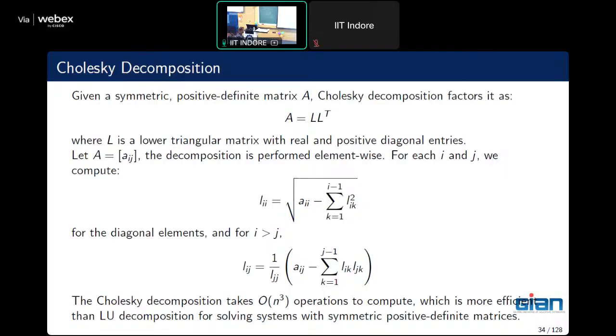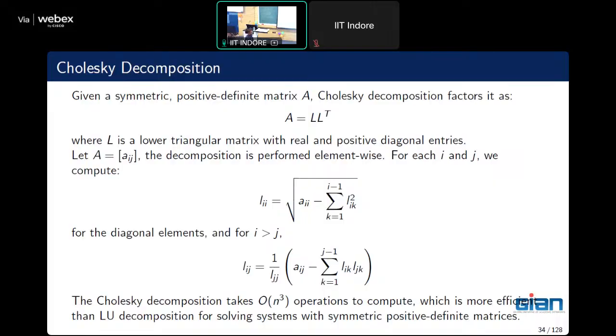Also, it is of order n³ operations to compute, which is more efficient than LU decomposition for solving a system with a symmetric positive definite matrix. So basically, it is n³ by 3. If n is very large, the lower order terms are nothing, and that's why generally we take this. If you compare, you see 2n³ by 3 flops for LU, and then we take n³ by 3, which means half of this.